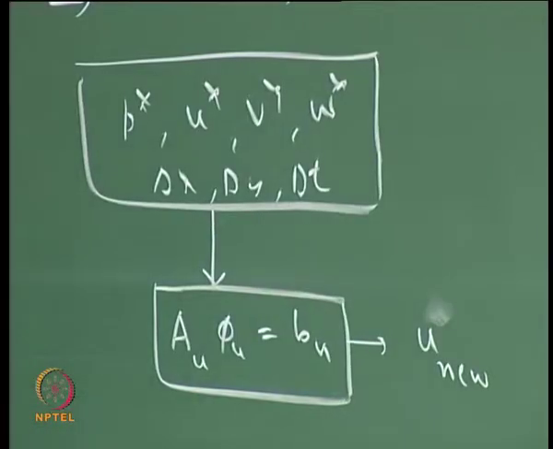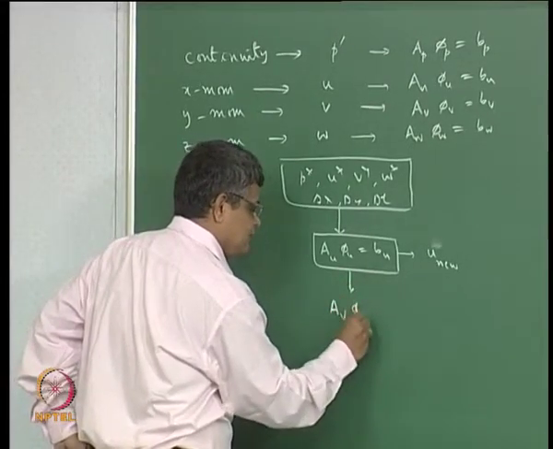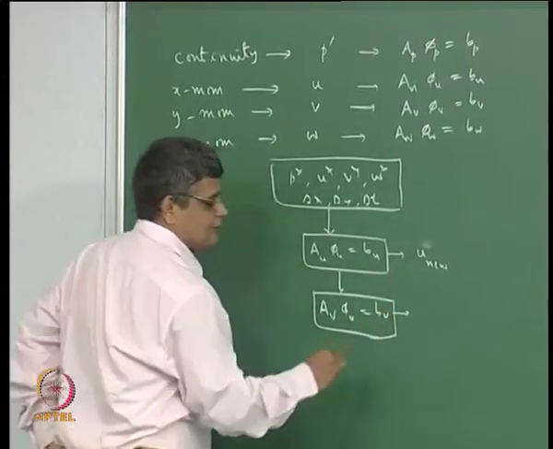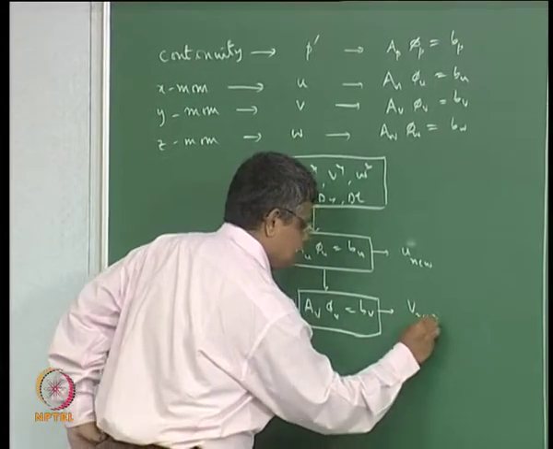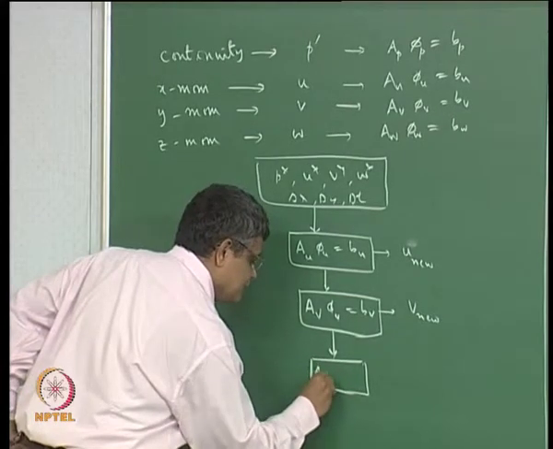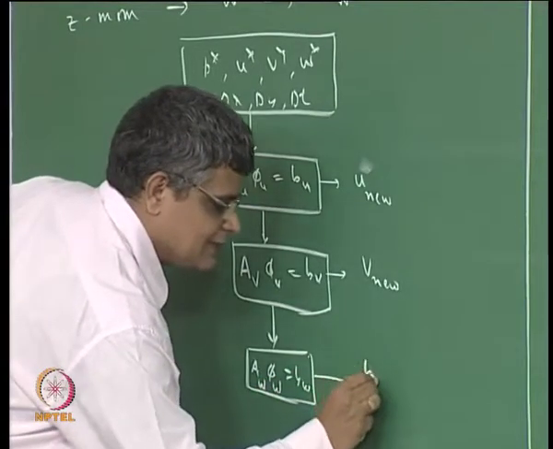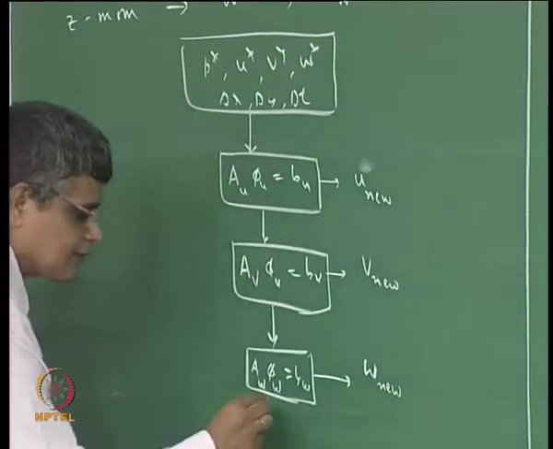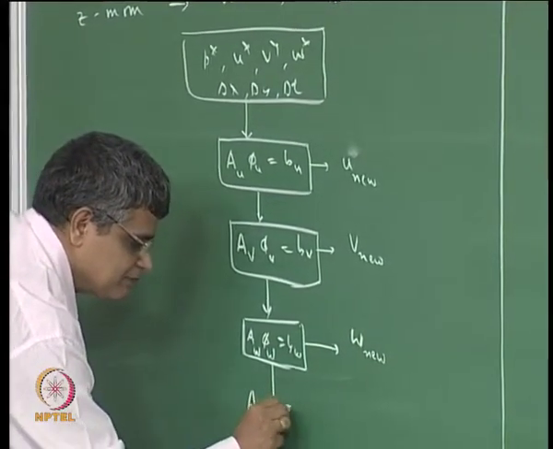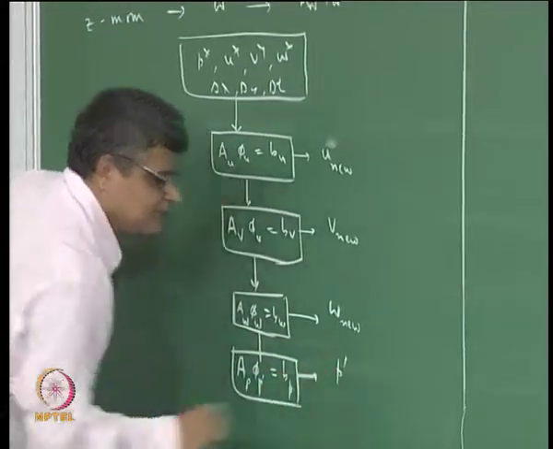at all the grid points, and after this we solve AV phi v equal to BV, and then from this we get V nu. Then we solve AW phi w equal to BW. From this we get W nu, and finally we solve AP phi p prime equal to BP, from which we get P prime nu.